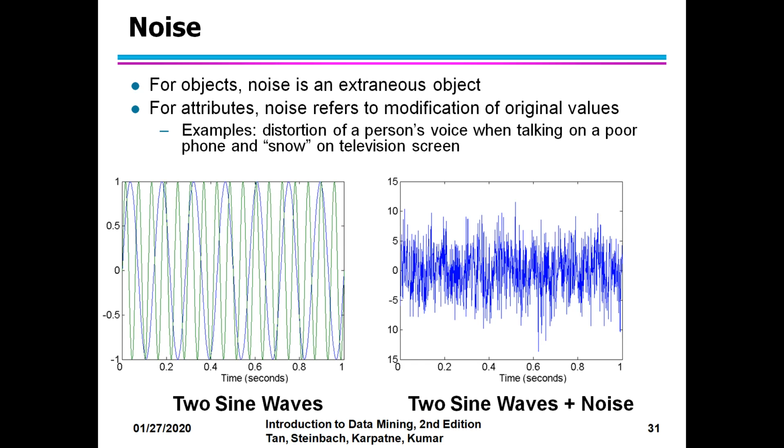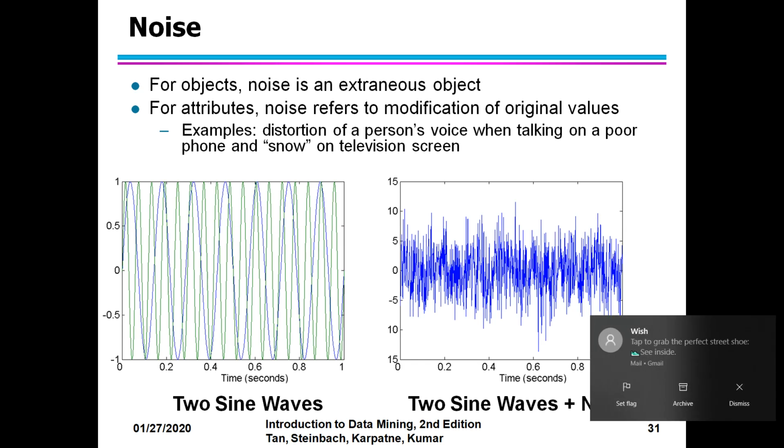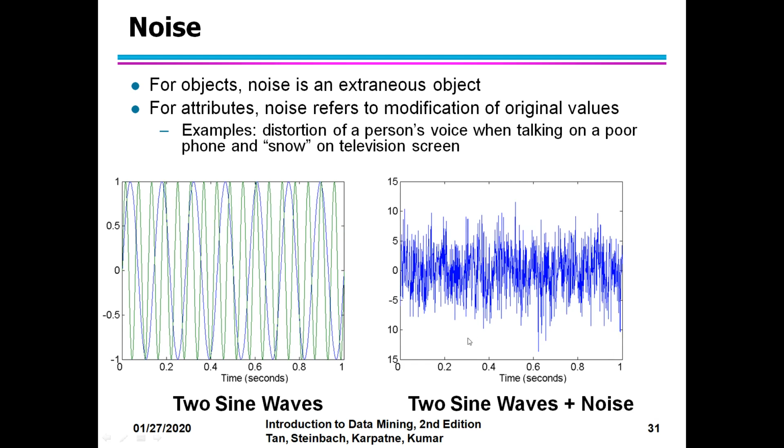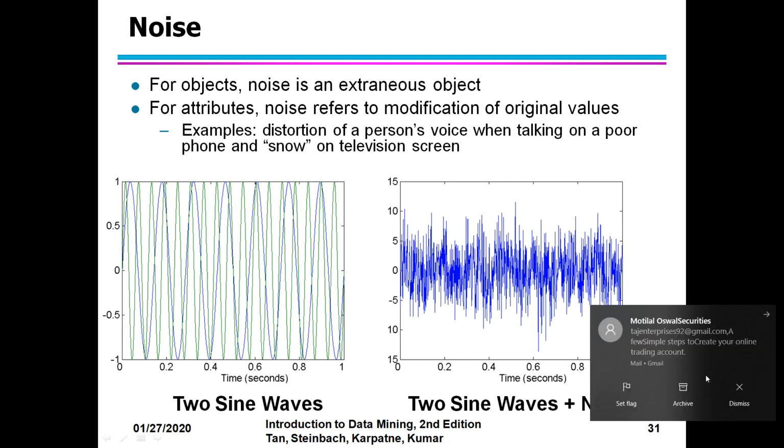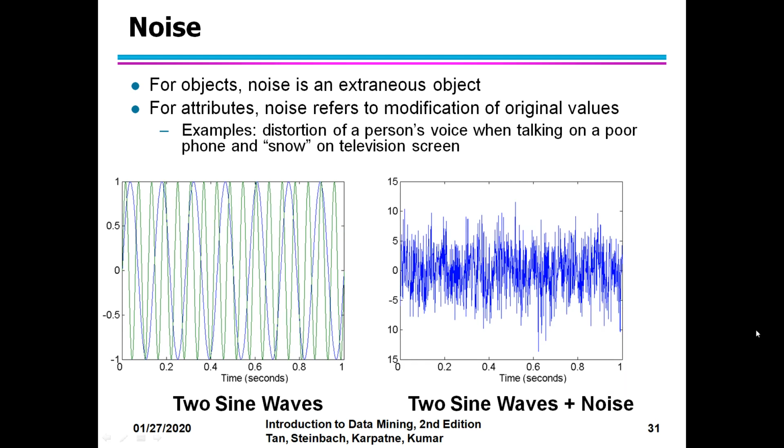You can see on the left hand side two sine waves which are clearly shown, one in green and another in blue. On the other graph, you have both noise plus the two sine waves combined.